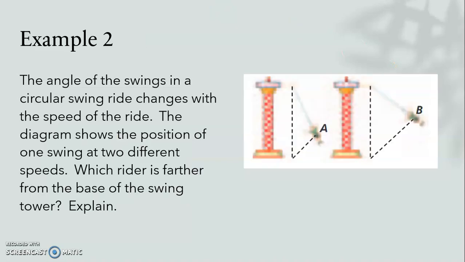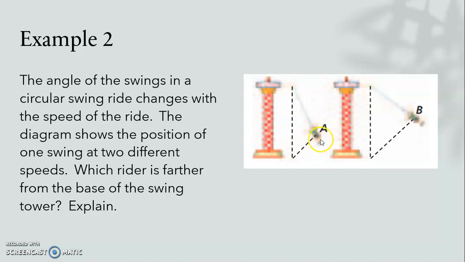In example 2, it says the angle of the swings in a circular swing ride change with the speed of the ride. The diagram shows the position of one swing at two different speeds. Which rider is further from the base of the swing tower? Explain. So first thing we're going to do is make sure we're allowed to use the hinge theorem.